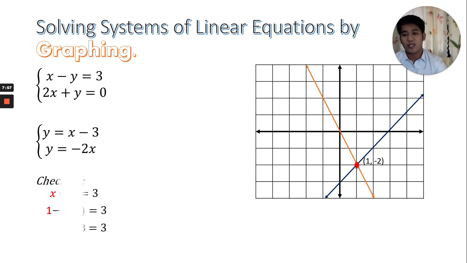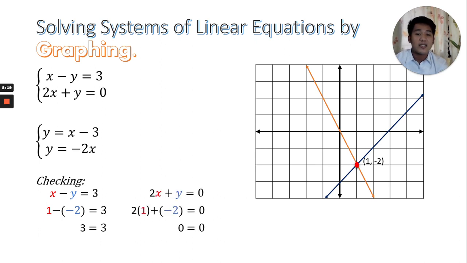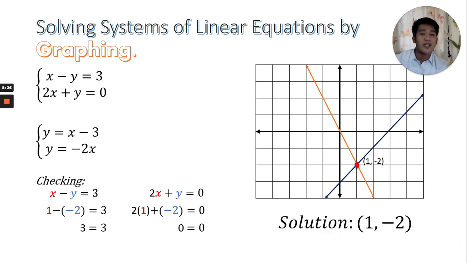Let's check, of course. Okay, for the checking part, the first equation x minus y is equal to 3. Let's check if 1 and negative 2 is correct. So we have 1 minus, substitute values, then negative 2 is equal to 3. And it is correct. 3 is equal to 3. It satisfies the system. Another one, the second equation, the same. It satisfies the equation. So therefore, the solution is 1 and negative 2. Okay, so we're able to solve the system by graphing.